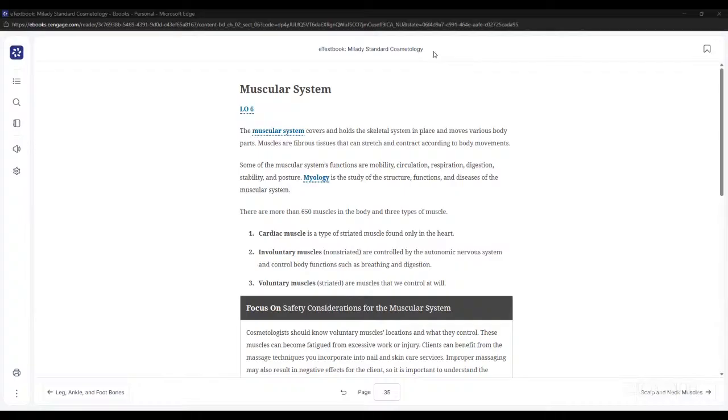All right, we are picking up on the muscular system. Thank you for your patience. Finally got this computer going. I think I may have to move it out of the office that I'm in. Temperature wise, I don't know, but I'll figure it out.